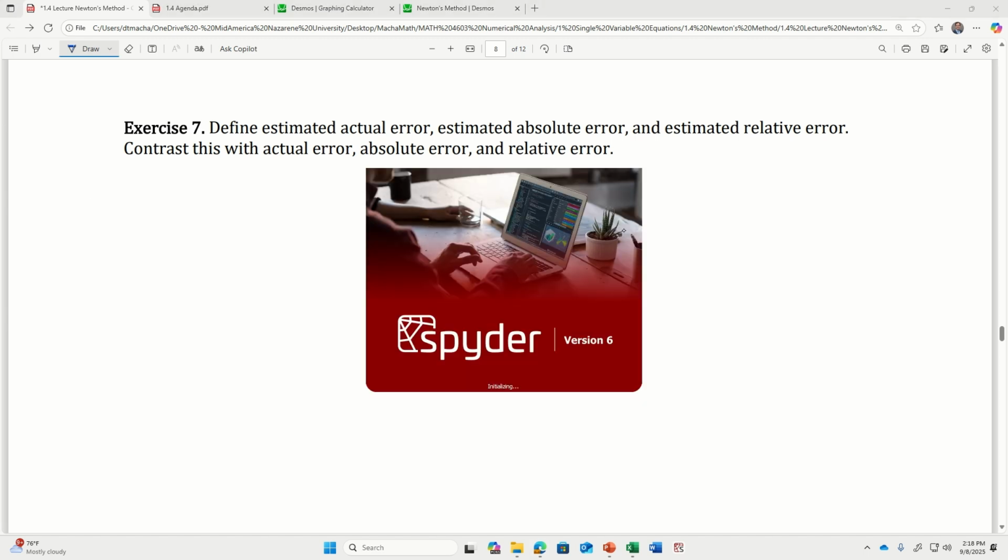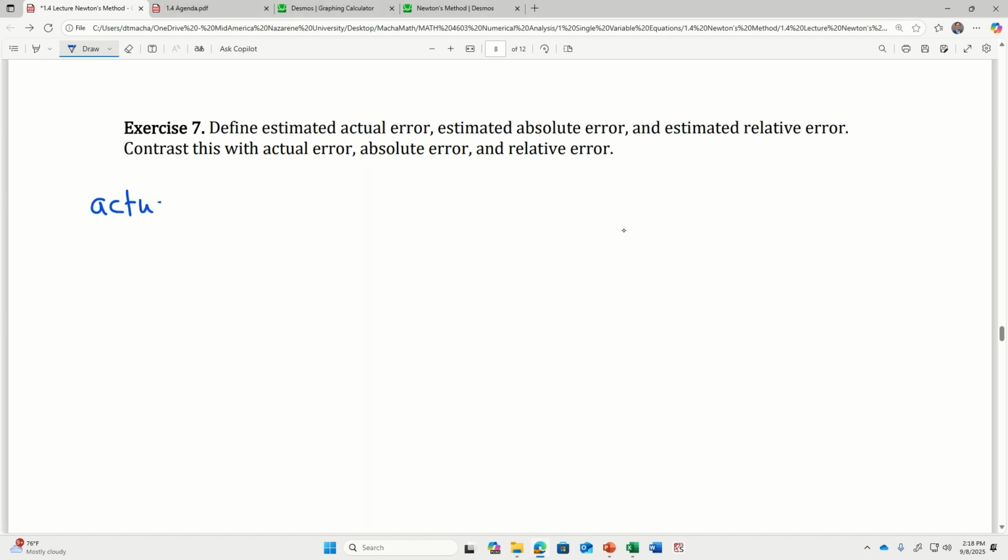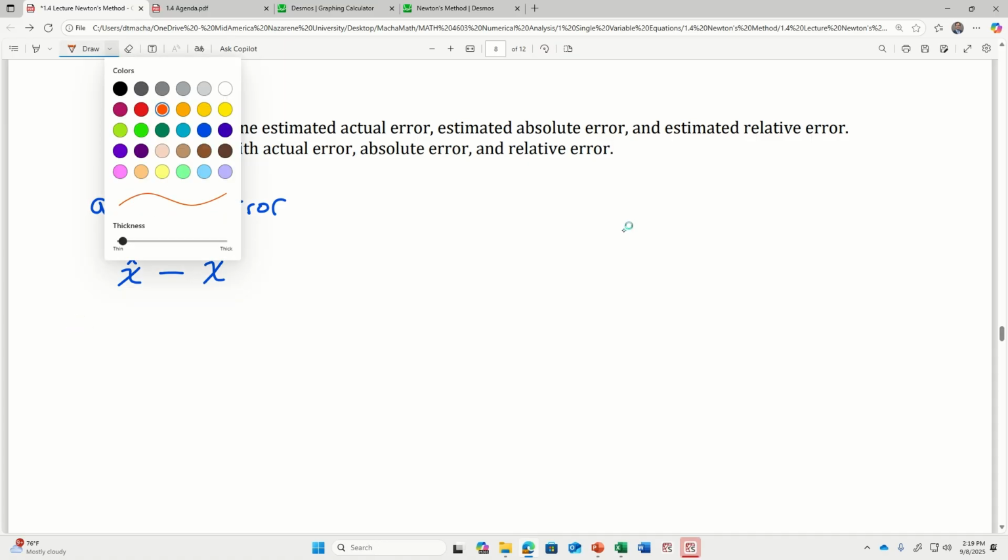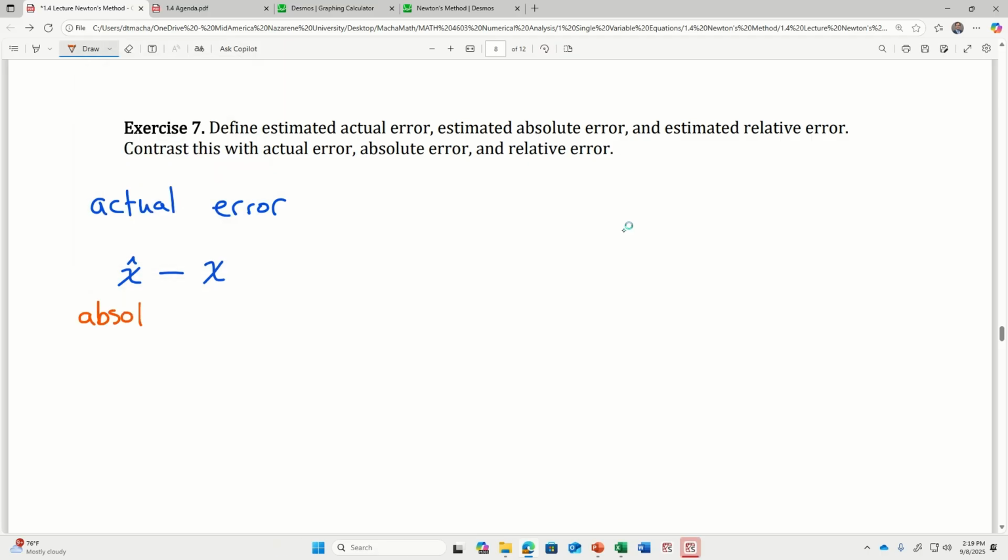So we talked about actual error in a previous lecture. An actual error was saying, I'm taking my approximation minus the true value. And then we talked about absolute error. I'm going to use a different color so I don't get mixed up. Absolute error. And absolute error was a lot like actual error, except we're taking the absolute value.